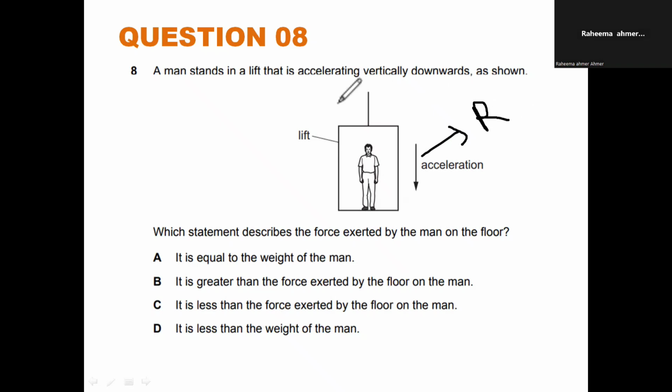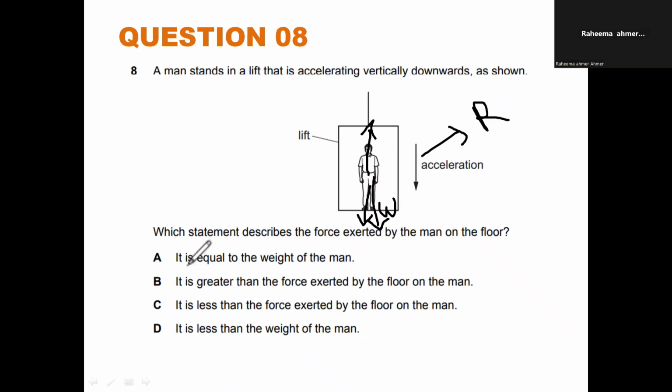Okay. So now there are three forces acting on this man. One is his weight. And another is the force acting upward by the floor on the man. And the third force is exerted by the man on the floor. Now, as you can see, the resultant force is pointing downwards. This means that the weight is greater, because these two forces are an action-reaction pair, Newton's third law pair. So these must be equal.